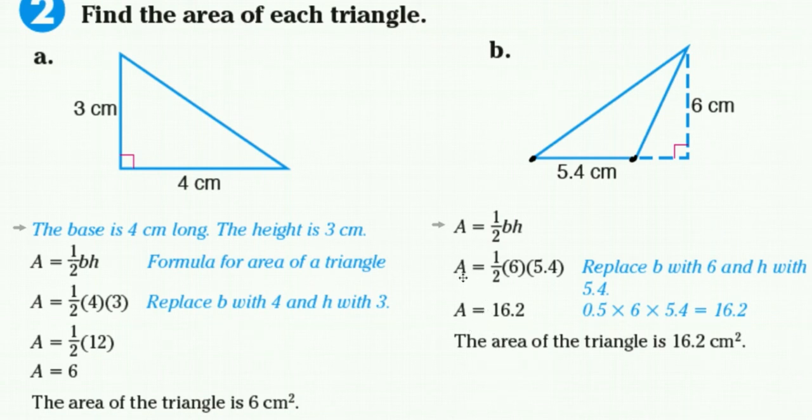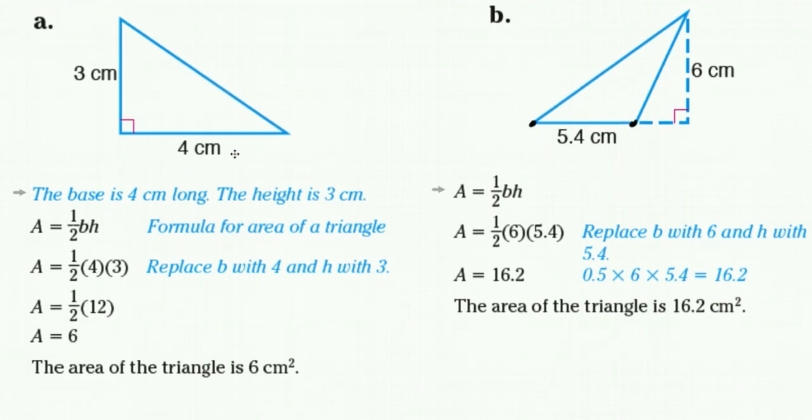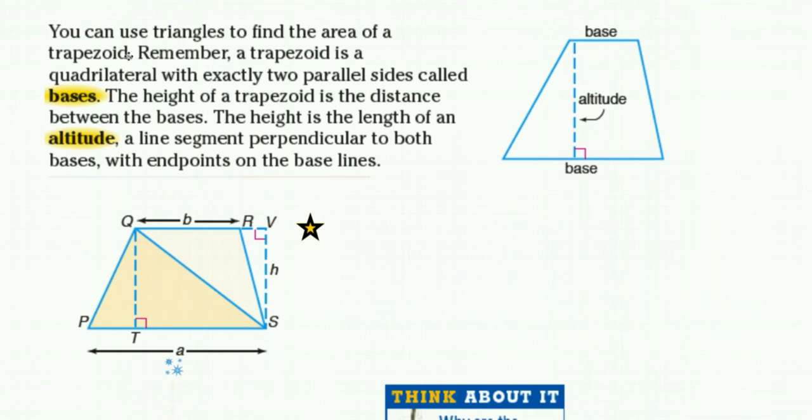Okay, and let's move on to our last polygon that we're going to talk about in this section, which are trapezoids. So if you recall, the definition of a trapezoid is something like this. But before that, you can use triangles to find the area of a trapezoid. Remember, a trapezoid is a quadrilateral with exactly 2 parallel sides called bases. So this is your trapezoid. It's a quadrilateral, a 4-sided figure with 2 bases that are parallel to each other.